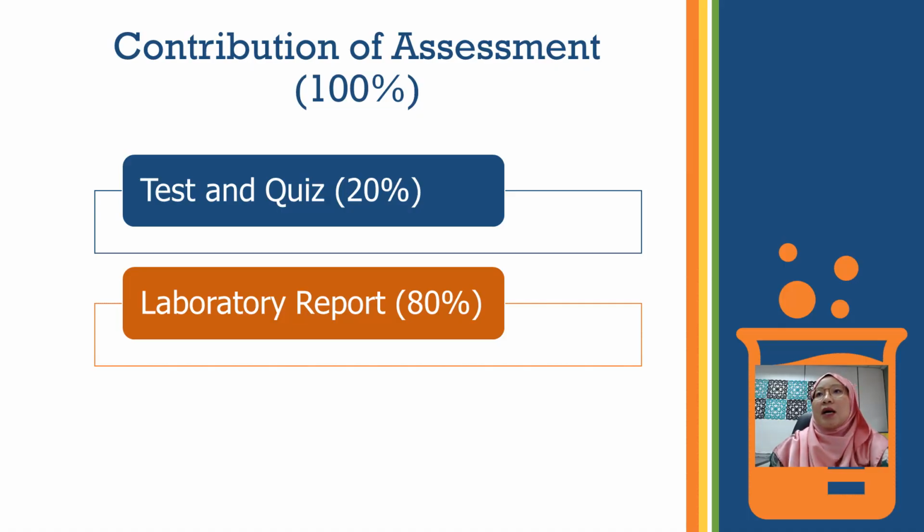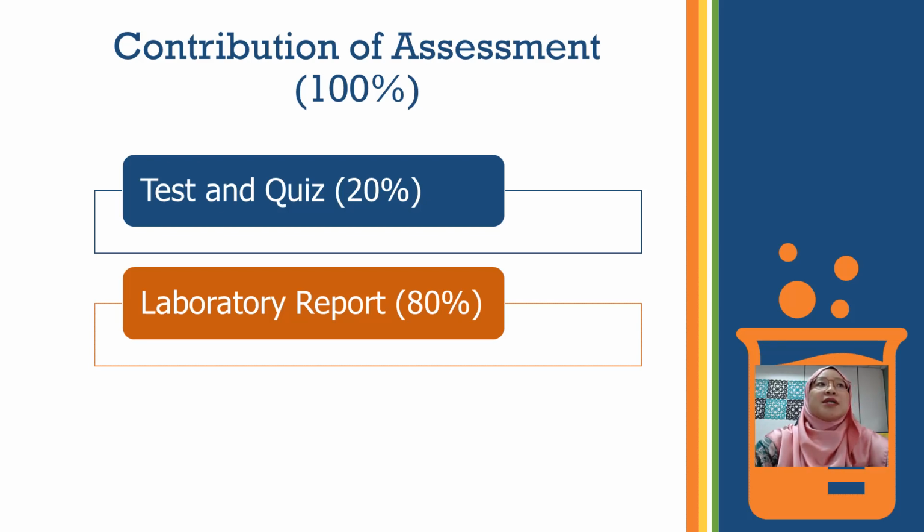For the contribution of assessment, the lab will cover two assessments. The first one is test and quiz, which accumulate about 20% of the marks, and most of your marks will be on the lab report. So that's why you need to listen carefully to the guidelines so that you can produce a good report, because it consists of about 80% of your marks.